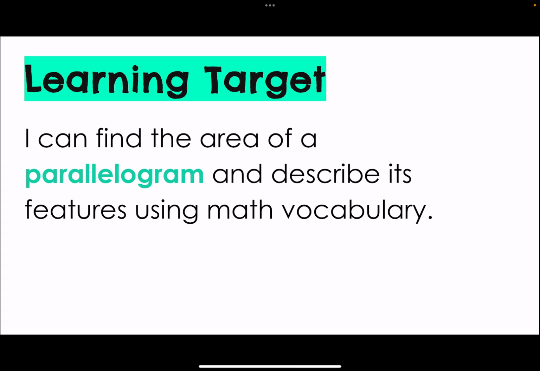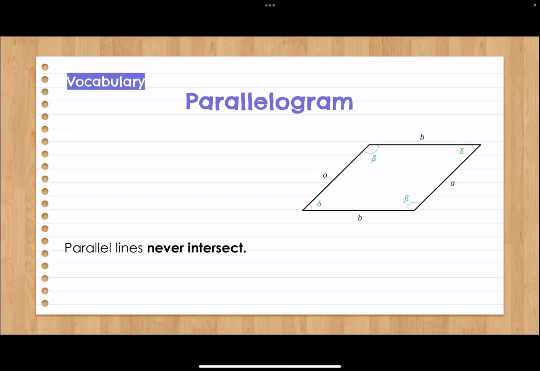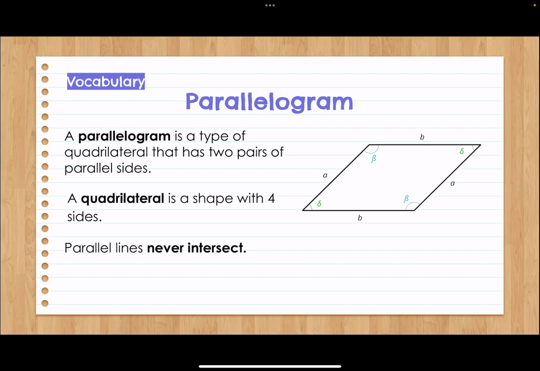Our learning target is, I can find the area of a parallelogram and describe its features using math vocabulary. Okay, a parallelogram. A parallelogram is a type of quadrilateral that has two pairs of parallel sides. A quadrilateral is a shape with four sides. And it's important to remember that parallel lines never intersect each other. They will go on forever and never touch.